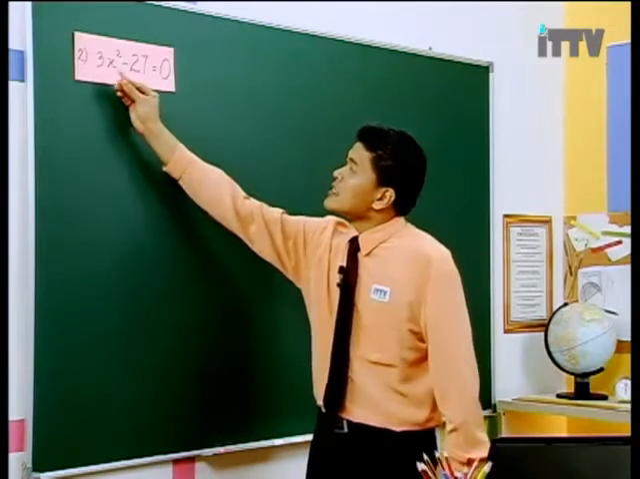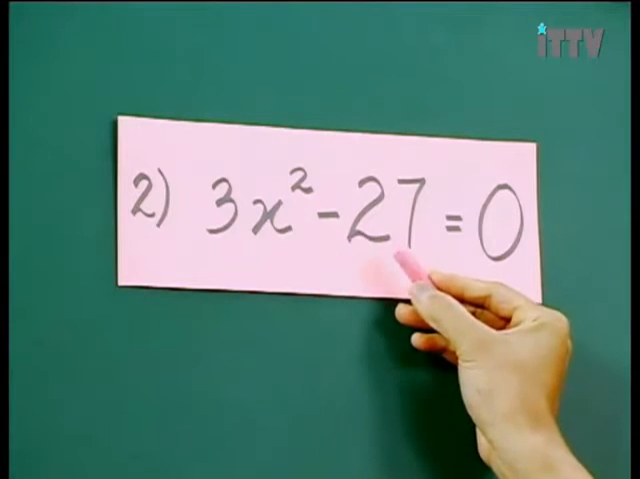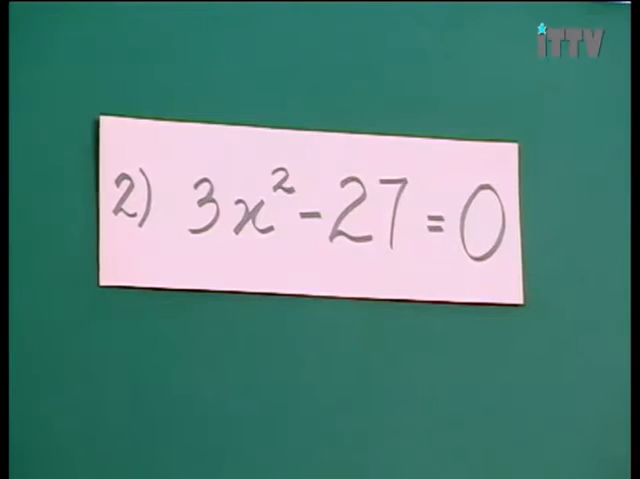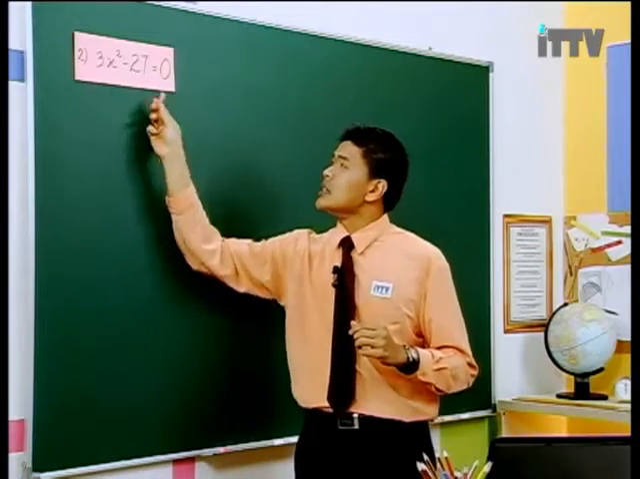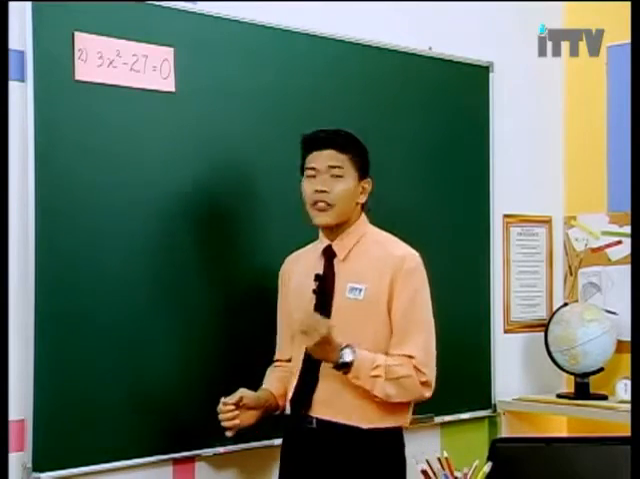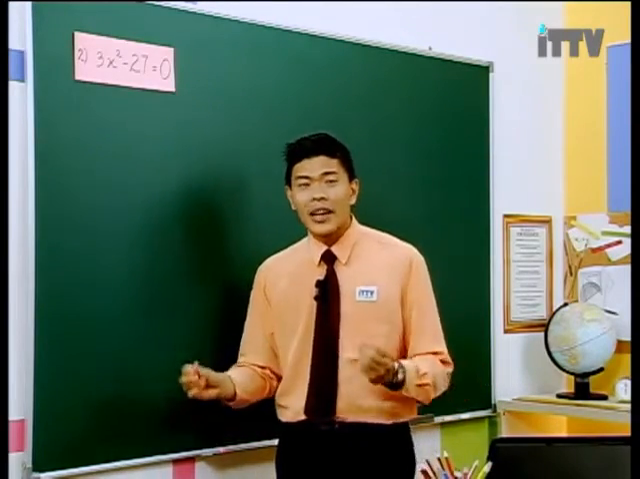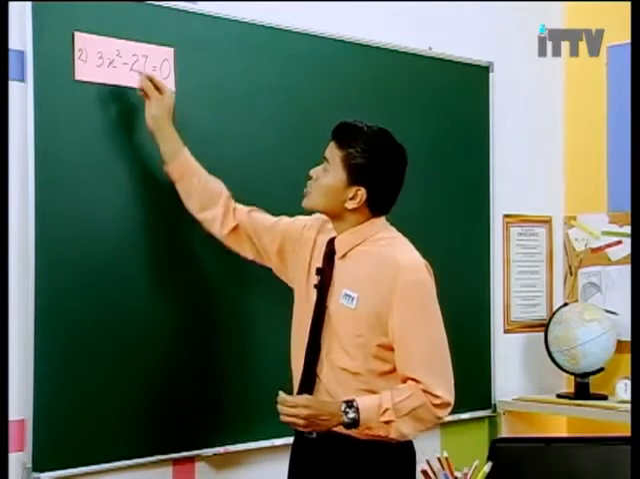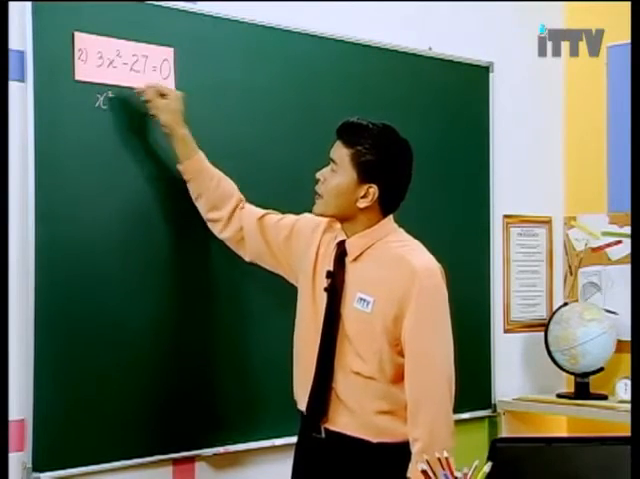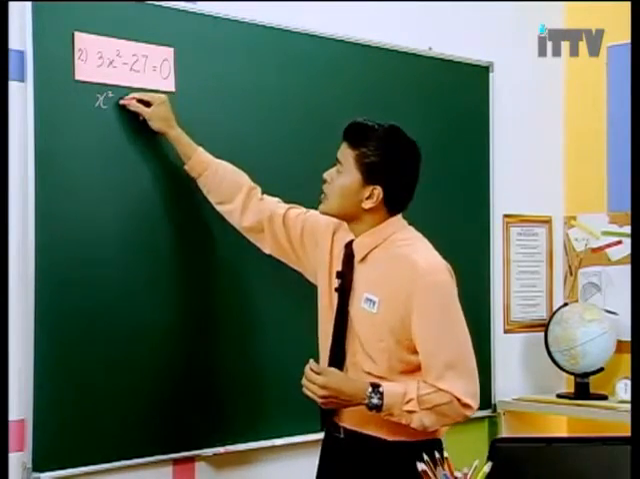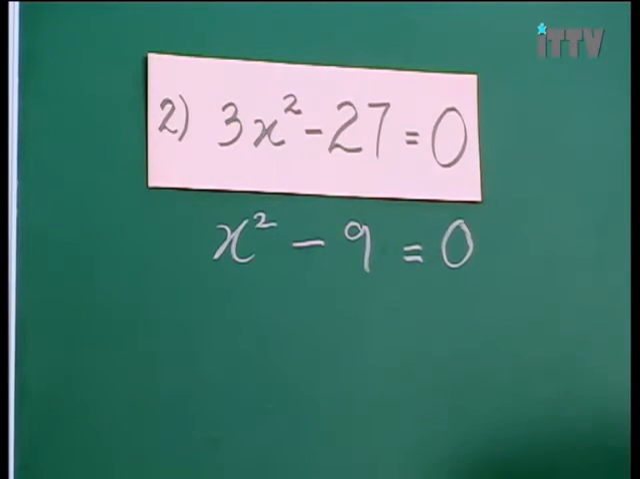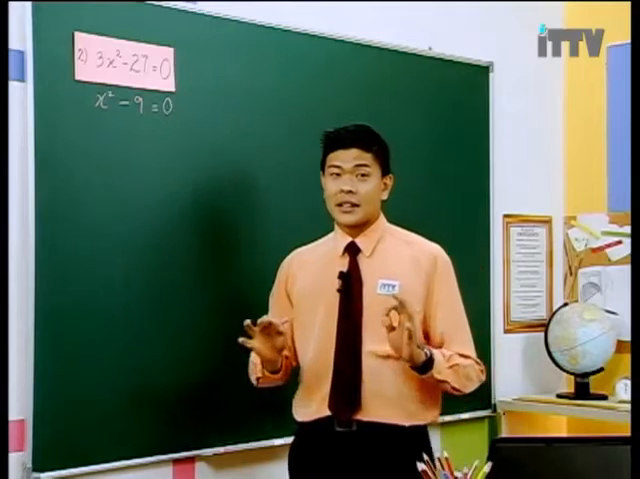Alright, look guys, since 3x squared minus 27 equals 0, we can divide every term by 3 because each term is a multiple of 3. And you can only do that if you have a quadratic equation. So let's divide the terms by 3. When 3x squared divides by 3, you are left with x squared. And when 27 divides by 3, it is 9. So all that is left of your quadratic equation is x squared minus 9.